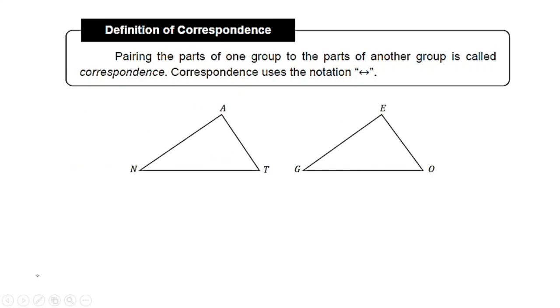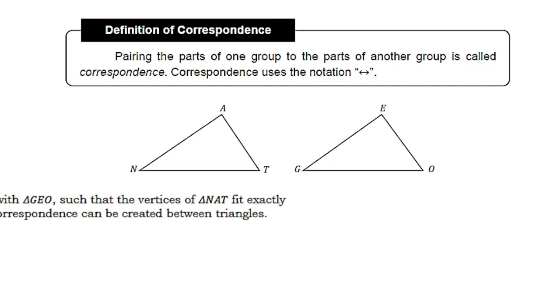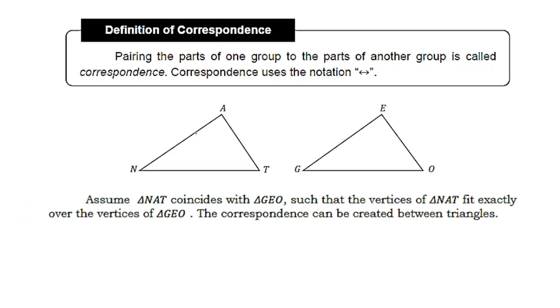Now we have here two triangles. As you can see, we have vertices. For the first triangle, we have vertices N, A, and T. And for the second one, we have G, E, and O. So assume that triangle NAT coincides with triangle GEO such that the vertices of triangle NAT fit exactly over the vertices of triangle GEO. The correspondence can be created between the triangles. So we have here triangle NAT corresponds to triangle GEO.